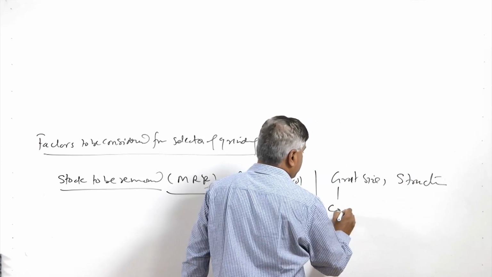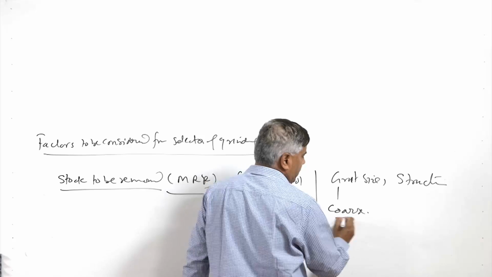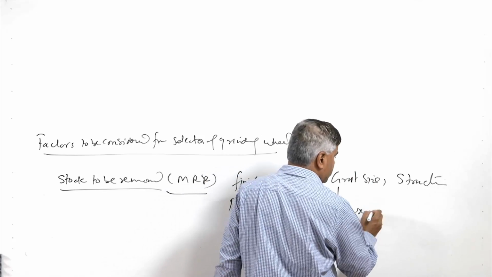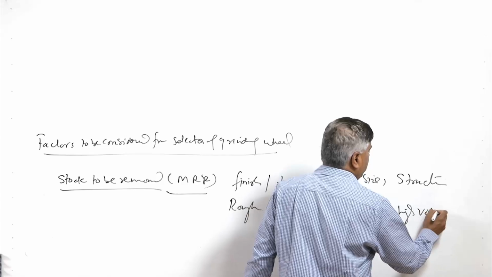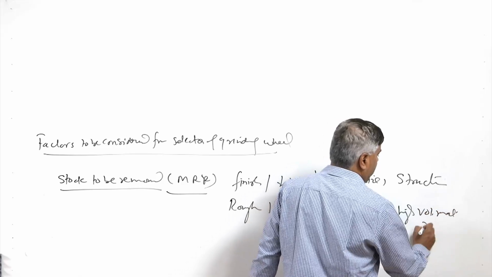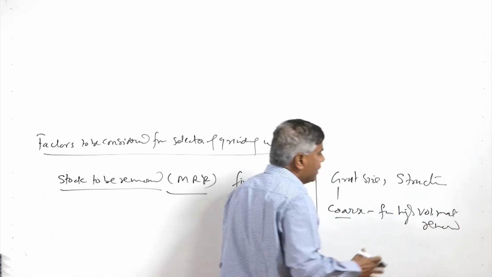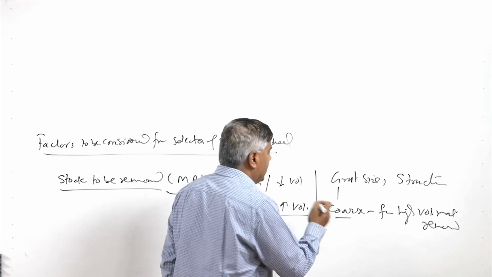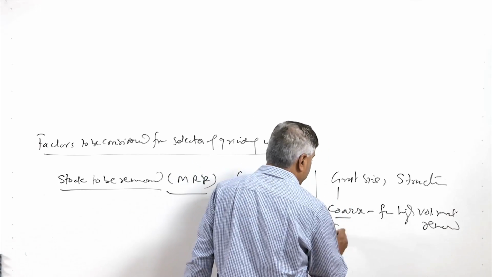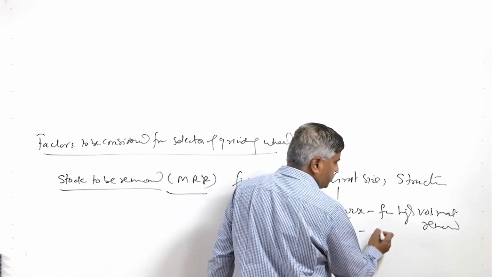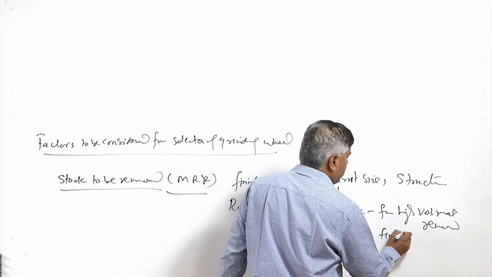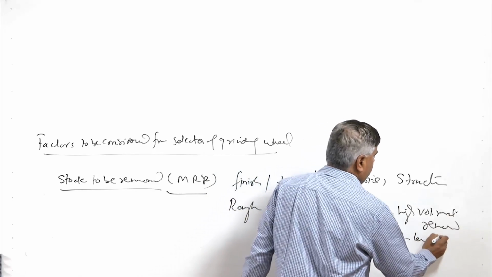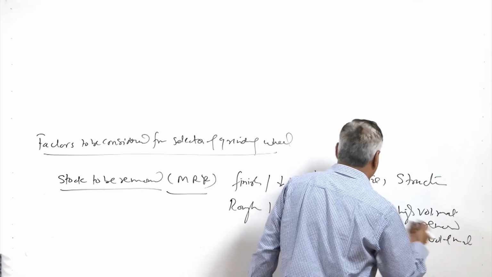So, coarse grits are used for coarse size abrasives for high volume material removal, when the MRR needs to be high. On the other hand, the fine grit size is used for finishing purposes, where a lesser volume of the material is to be removed.